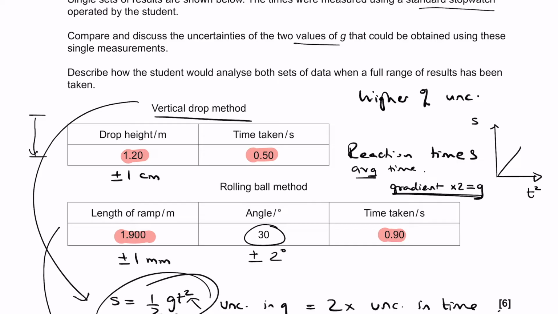And that will be how I'll get rather better values, a more accurate value of g. And I should also consider the error bars, considering the line of worst fit to work out the uncertainty in g. So a graph is highly recommended after getting a full range of results.